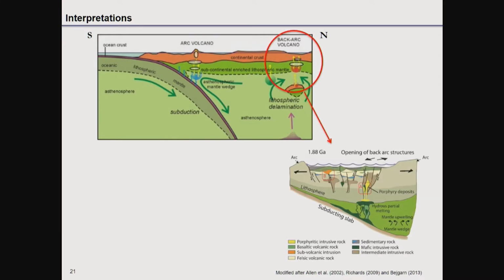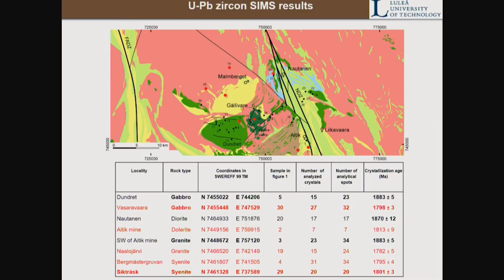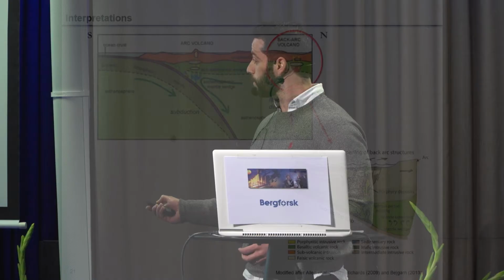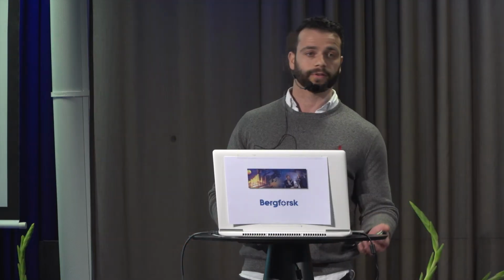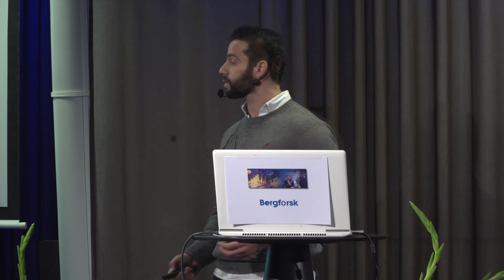back arc environment, where we had stretching of this continental crust in response to this 1.9 billion year subduction, creating open space and large structures, allowing asthenospheric material to come close to the surface. These are huge bodies and very hot, and they are excellent sources for driving hydrothermal fluids, creating ore deposits, for instance porphyry type deposits, which we have in the Gällivare area, for example the Aitik deposit.